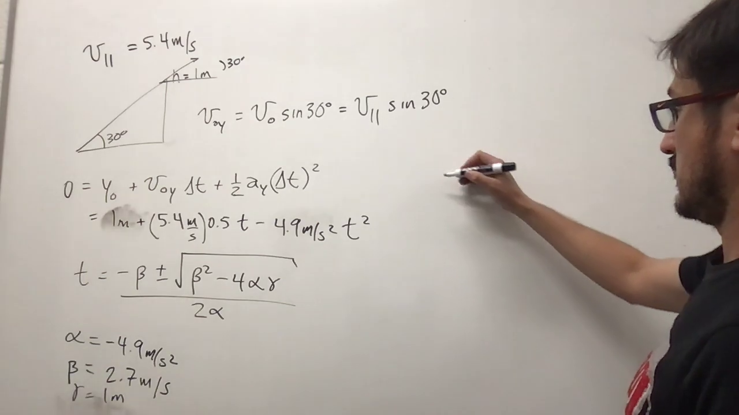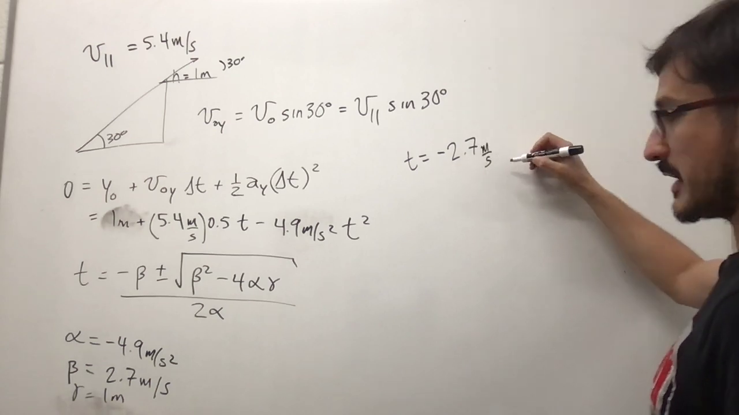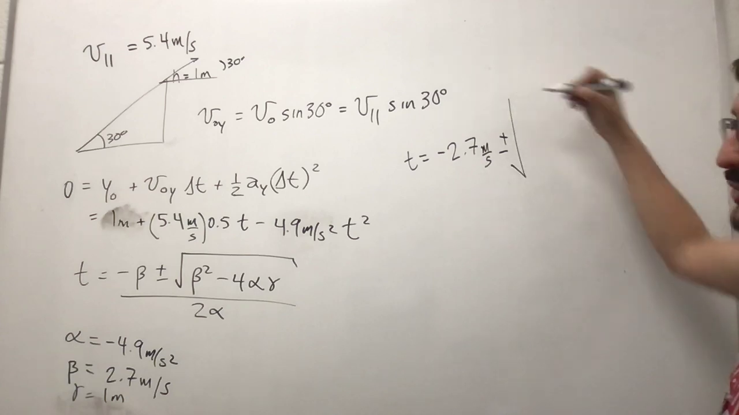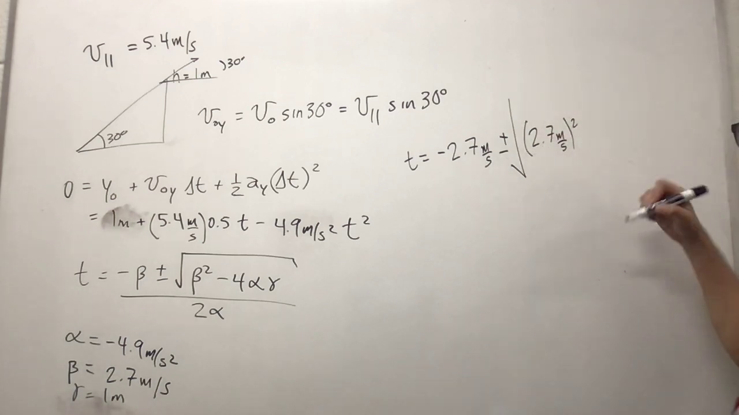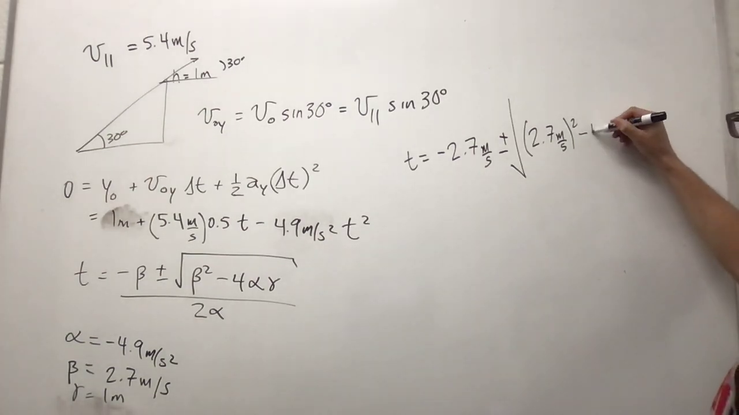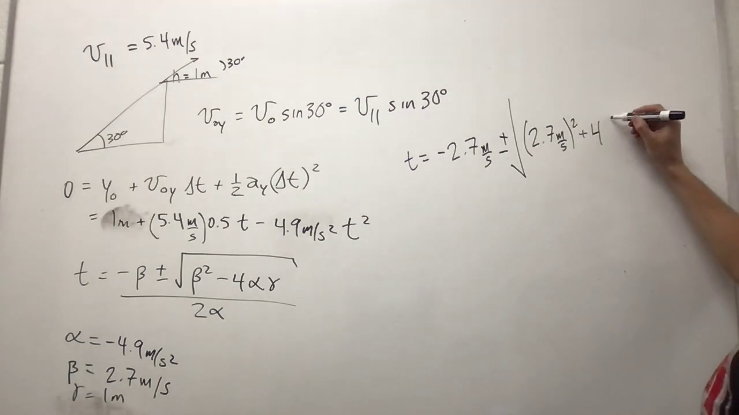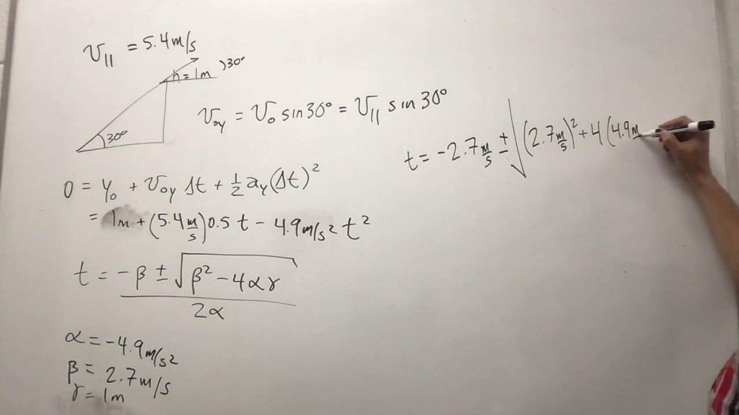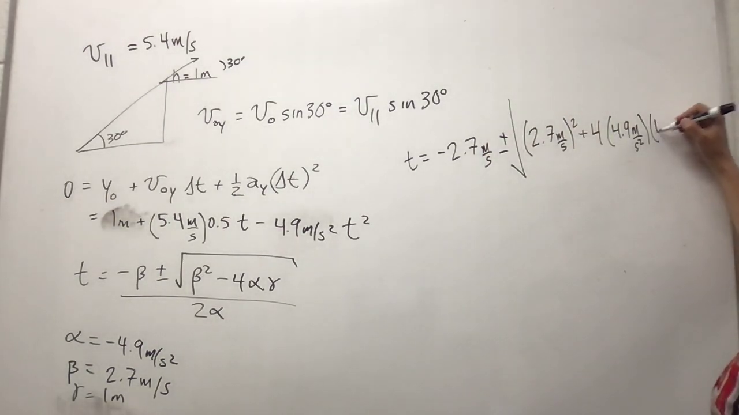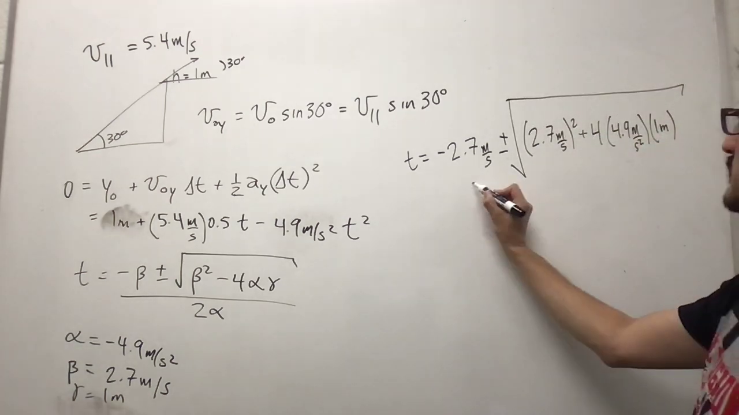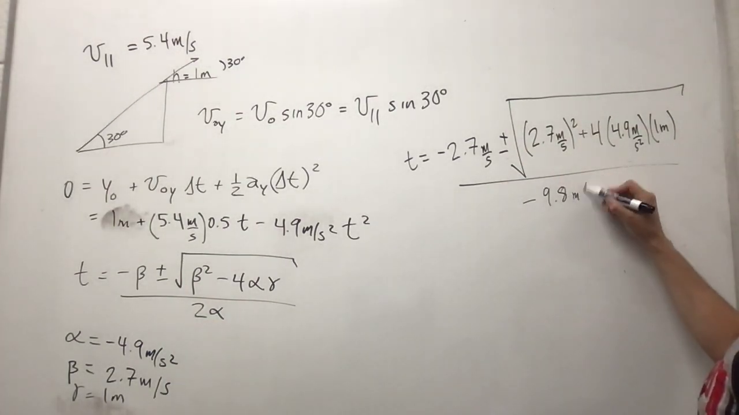How do we do that? So the time equals minus 2.7 meters per second plus or minus the square root of 2.7 meters per second squared minus 4, and then alpha is negative 4.9, so minus times minus, I'm going to put a plus here, 4.9 meters per second squared, and gamma is 1 meter. And we divide that over negative 9.8 meters per second squared. Cool.